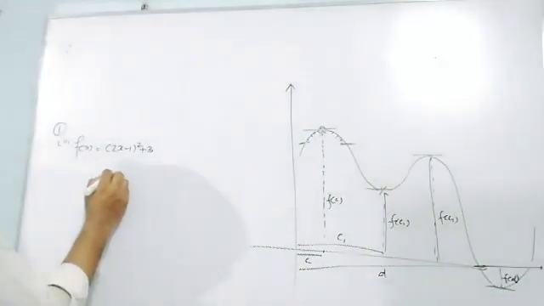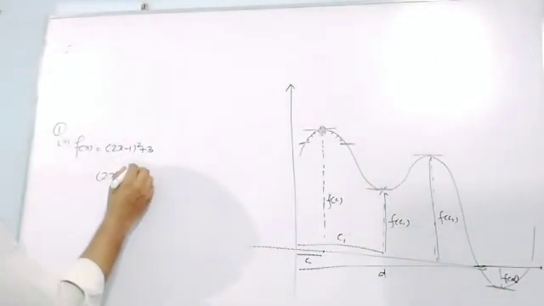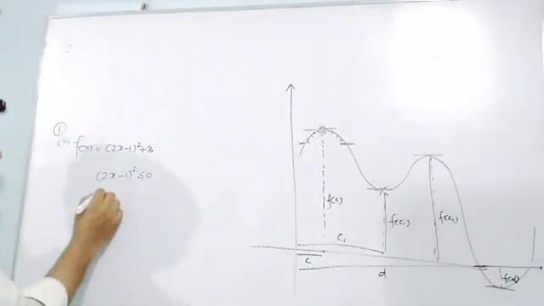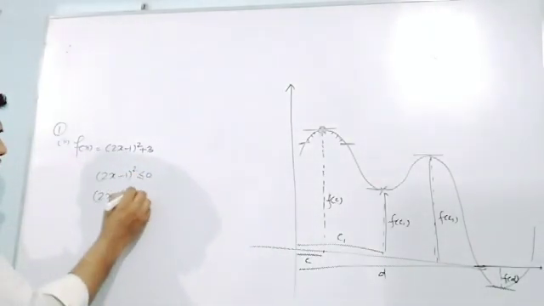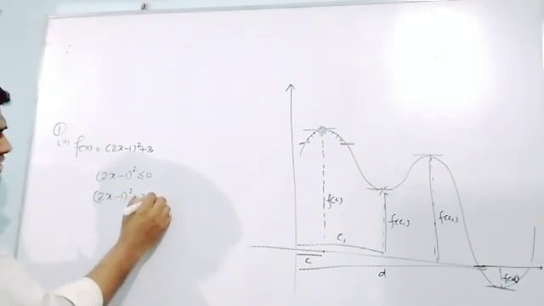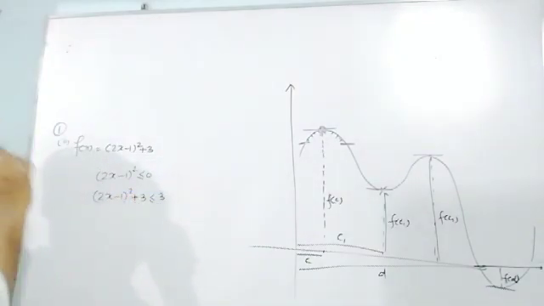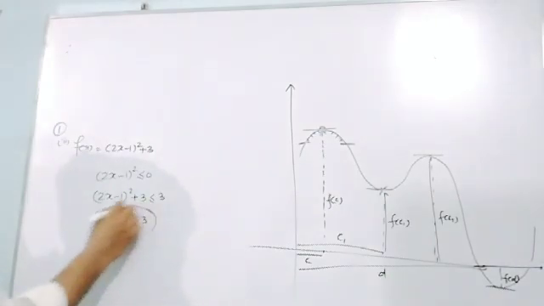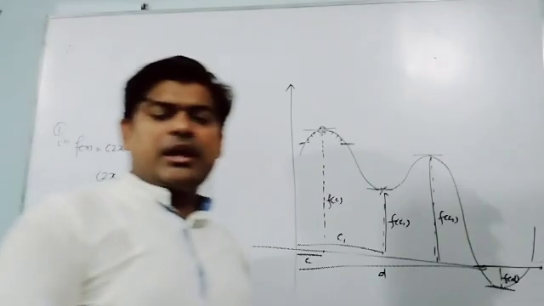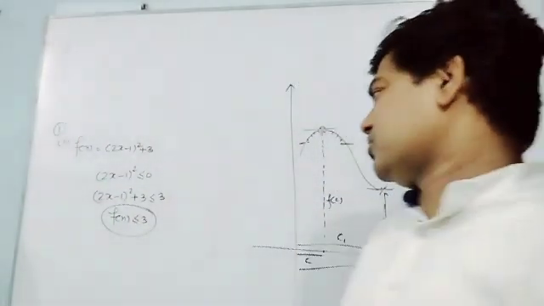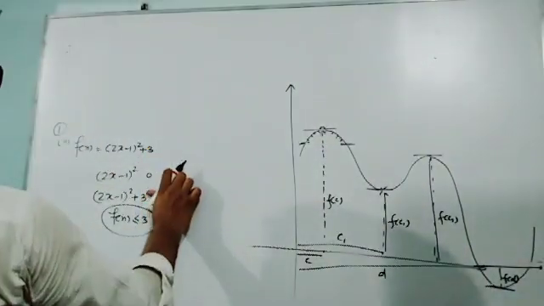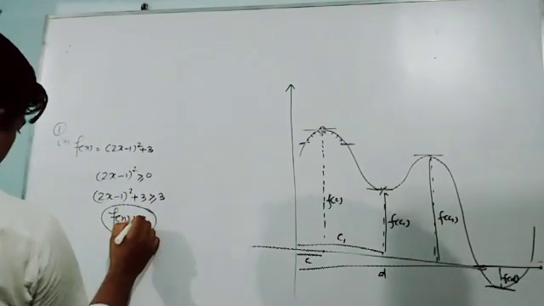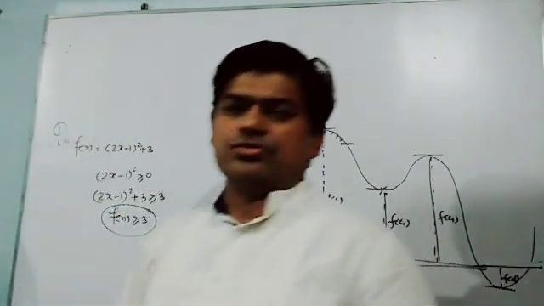Since (2x minus 1) the whole square is always greater than or equal to 0, definitely (2x minus 1) the whole square plus 3 is greater than or equal to 3. It means what? f(x) is always greater than or equal to 3. Extremely sorry, I said less than; it is greater than or equal to 3.